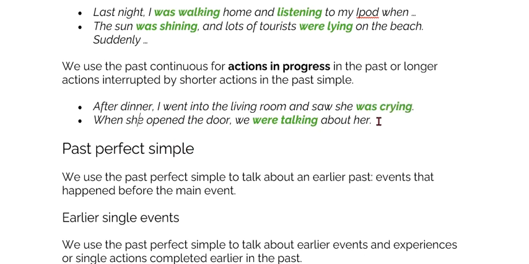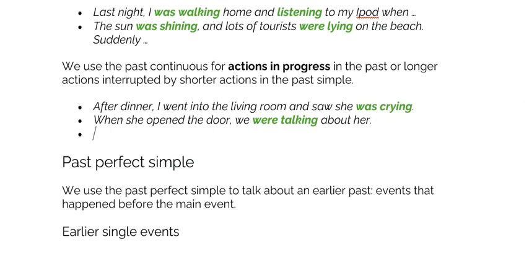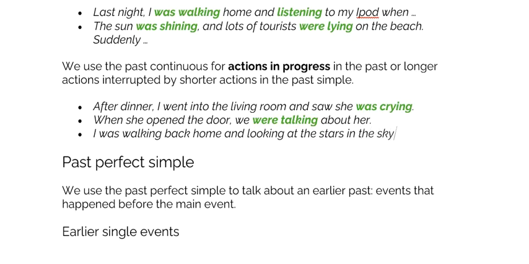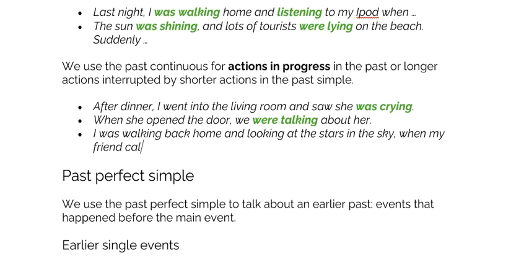Or for example, the scene: I was walking back home, looking at the stars in the sky, comma, when, for example, my friend called. You see, in the background, I'm using simple past in time conjunction with past continuous.